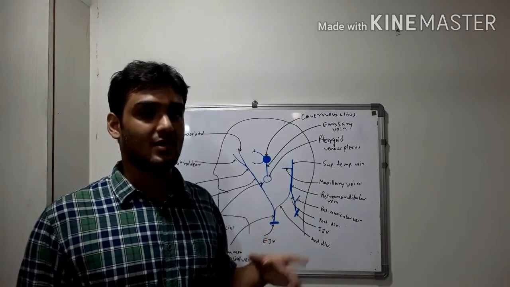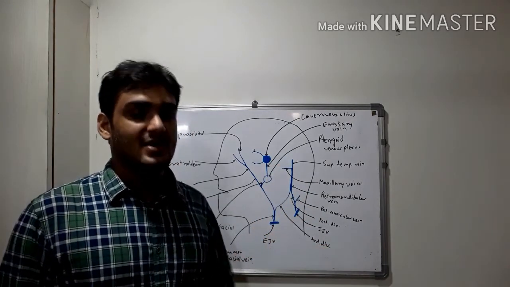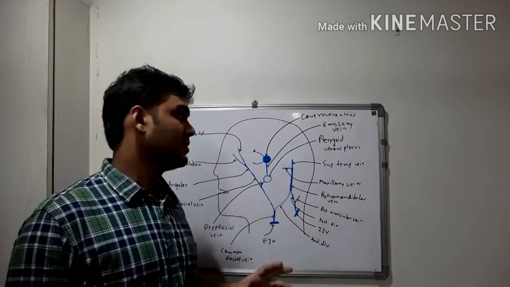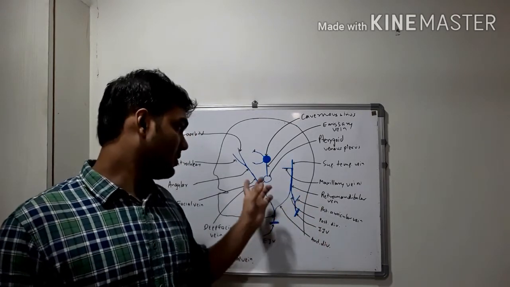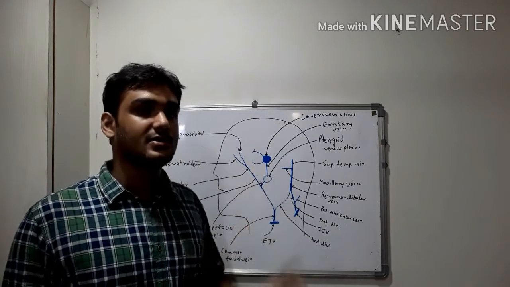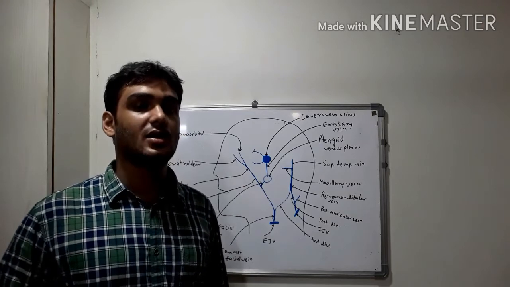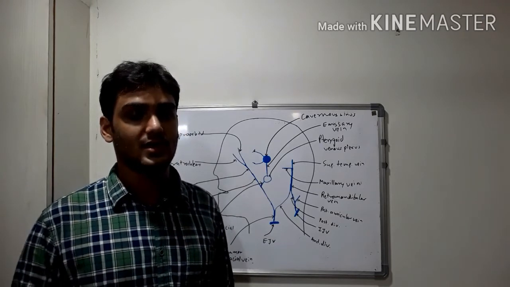And emissary veins are the valveless veins which connect the extracranial veins to the intracranial venous sinuses. So this was the pathway of connection of facial vein with the cavernous sinus. The other connection is with the supraorbital and the superior ophthalmic vein, these two veins.